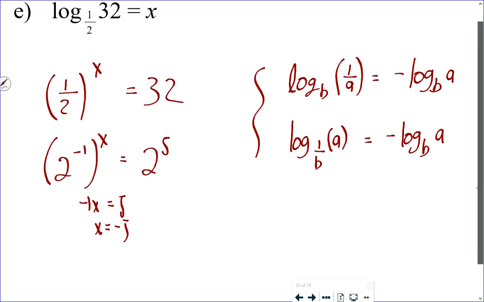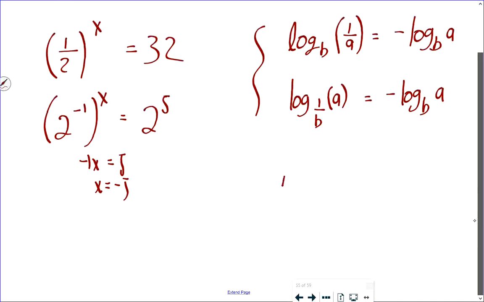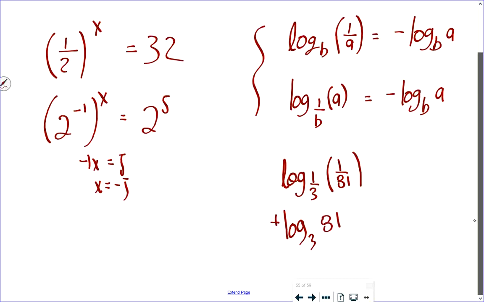which is a very useful thing to remember, because if I said, what is log base 1/3 of 1/81, it's 4. Because if I flip the base over, I have to multiply by a negative. And if I flip the argument over, I have to multiply by a negative. So if I flip both over, it stays the same.